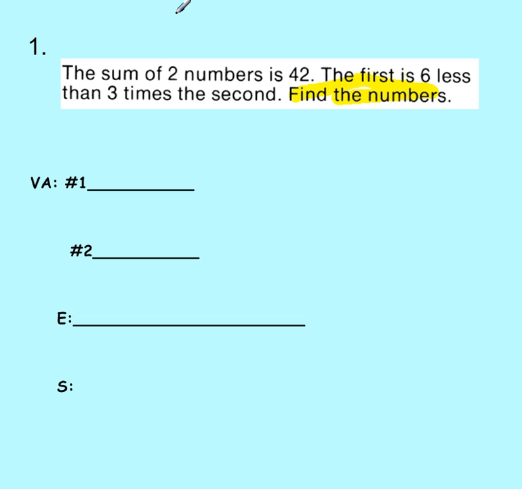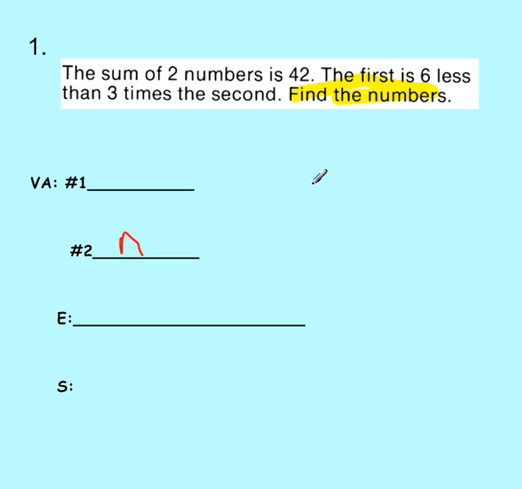So if we read through this, it says the sum of 2 numbers is 42. The first is 6 less than 3 times the second. So to be able to find the first number, we have to know the second number, correct? So I assign the captain variable to the second number. I make that the captain variable because I need to know that. That's kind of the key to getting all the other unknown numbers. So I'm going to call that n.